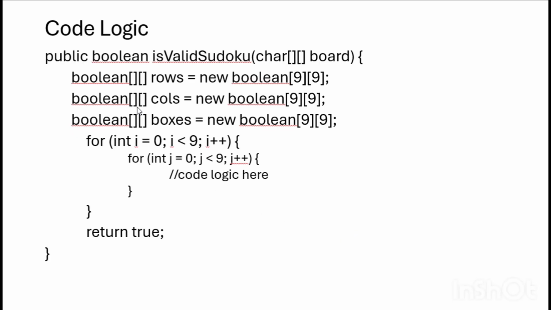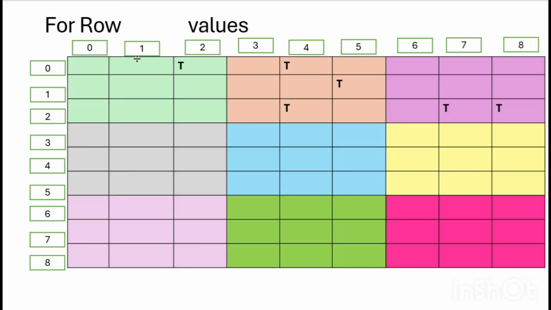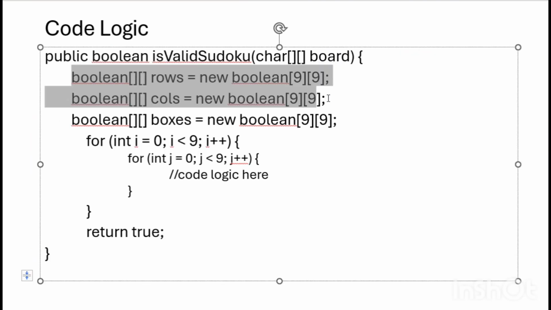So now we are going to discuss the code logic. We are given this isValidSudoku method, which returns a boolean value whether it is valid or not. Inside that, as we discussed in the logic, we are going to declare a row wise array, a two-dimensional array for row, and then for column and for the box, to track whether the elements are visited or not. That is the code logic we have written here for the 9 cross 9 matrix, for row, column and boxes.